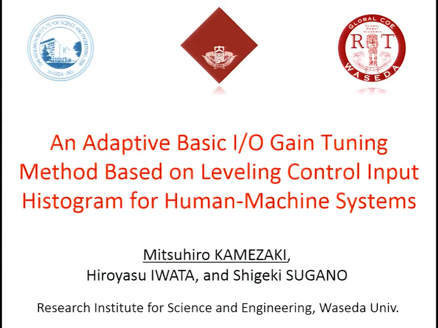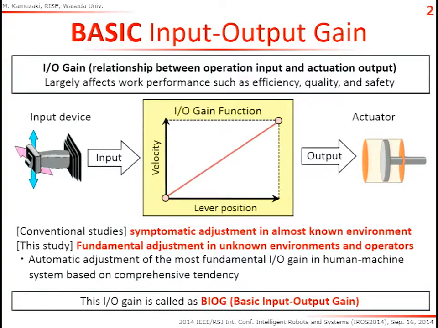Today I'd like to talk about an adaptive basic I/O gain tuning method for human-machine systems. As is well known, the I/O gain, which defines the relationship between operational input and actuator velocity, largely affects the work performance in human-machine systems, such as surgery assistant robots, construction robots, or many kinds of teleoperation systems. So many types of gain tuning methods have been developed.